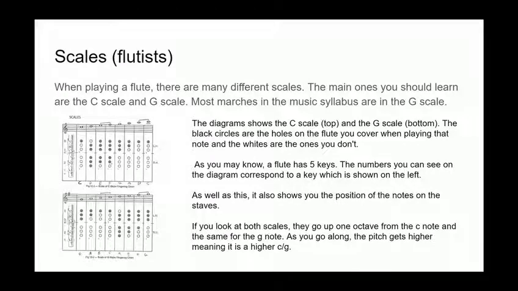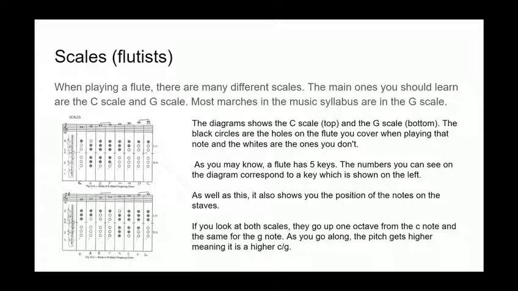Scales. Flautist. When playing a flute, there are many scales. The main ones you should learn are the C scale and the G scale. Most marches in the music syllabus are in the G scale. The diagram shows the C scale on the top and the G scale on the bottom. These black circles are the holes on the flute you cover while playing the note, and the white ones are the ones you don't. As you may know, a flute has 5 keys.